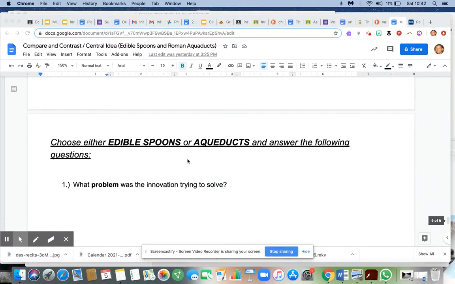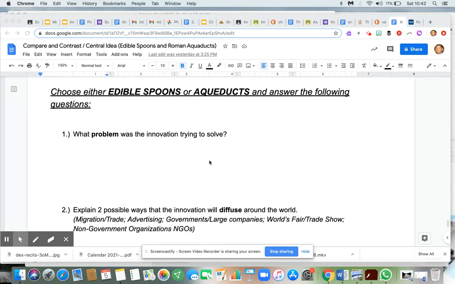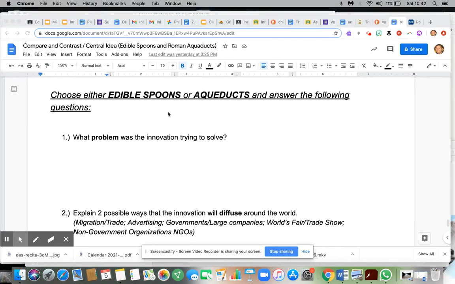Beneath this, you will choose either edible spoons or aqueducts. And for all 5 of these questions, you'll use that one innovation. So if you choose edible spoons, you'll use that for all 5 of these. If you choose aqueducts, you'll use it for all 5. So what problem was the innovation trying to solve?